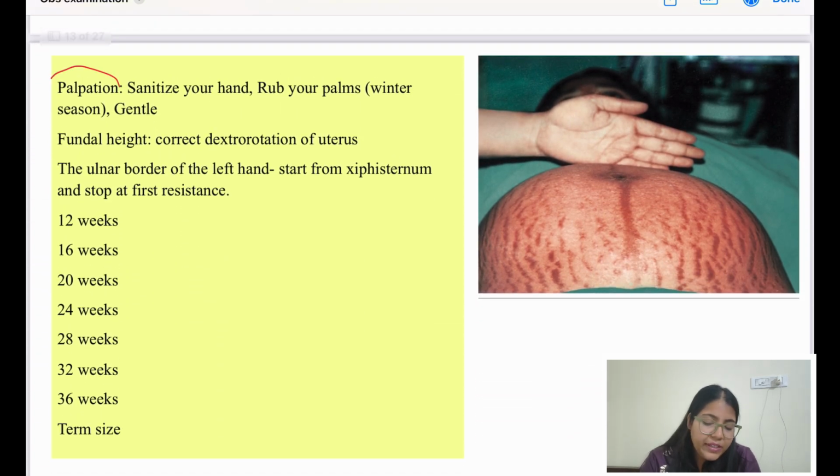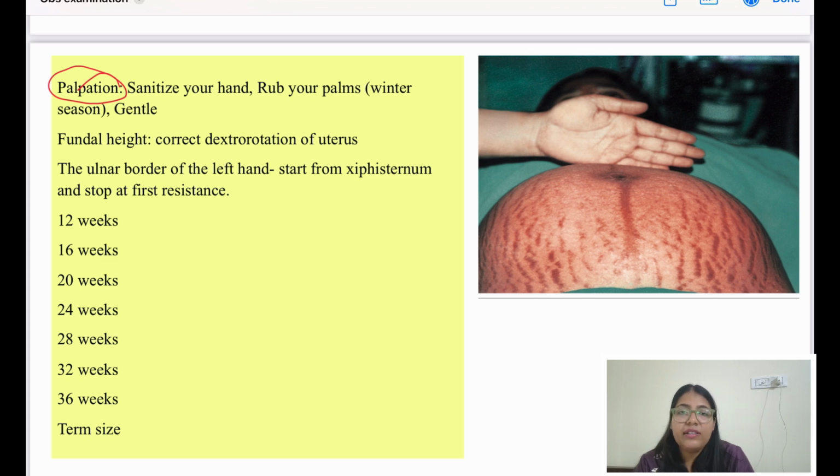Now comes palpation, very important. You stand on the right side of the patient, you make the patient lie supine with thighs and legs flexed, you cover the patient from below and tell her to elevate her clothes till xiphisternum. Then you sanitize your hand, and you should also rub your hand during winter season. You should not just touch the patient directly. She may feel a little jerky or uncomfortable when you touch with your cold hand. So always sanitize and warm your hand before touching the patient.